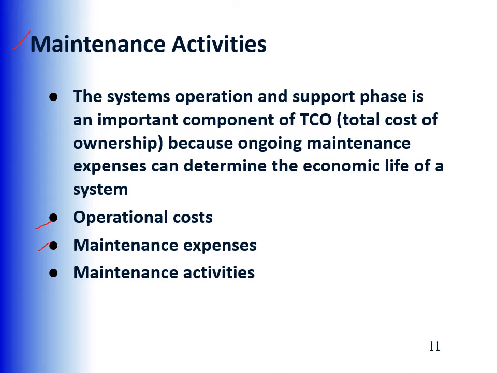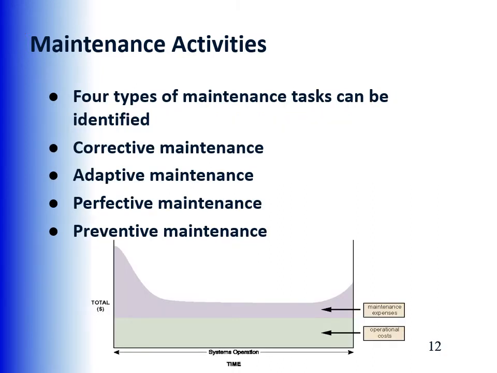Now, maintenance expenses are very significant during the system's operational life and include spending to support maintenance activities. What are maintenance activities? They include, first, changing programs, procedures, or documentation to ensure correct system performance; second, adapting the system to changing requirements; and last, making the system operate more efficiently. There are four types of maintenance tasks that can be identified: corrective maintenance, adaptive maintenance, perfective maintenance, and preventive maintenance.